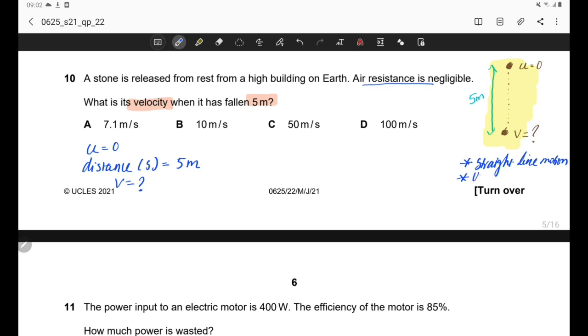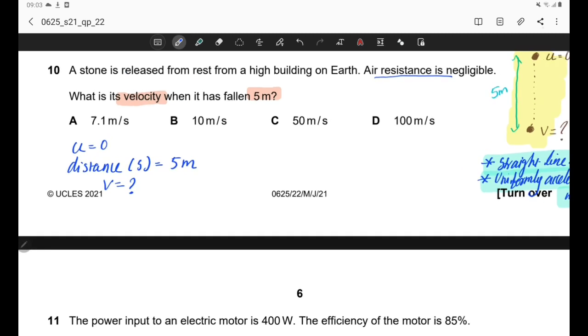So we can understand this is uniformly accelerated motion. For motions which satisfy these two conditions, that the object should be moving in a straight line and it should be uniformly accelerated, we can use 3 sets of equations.